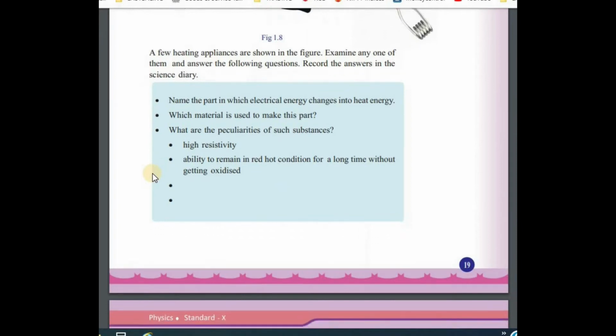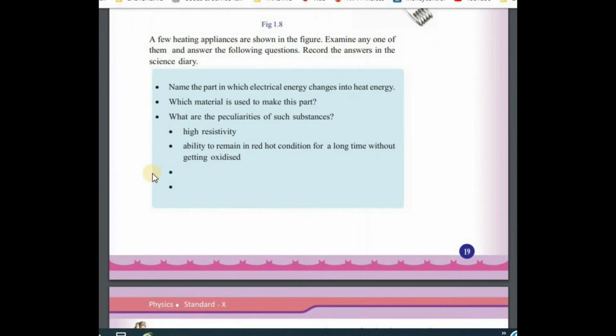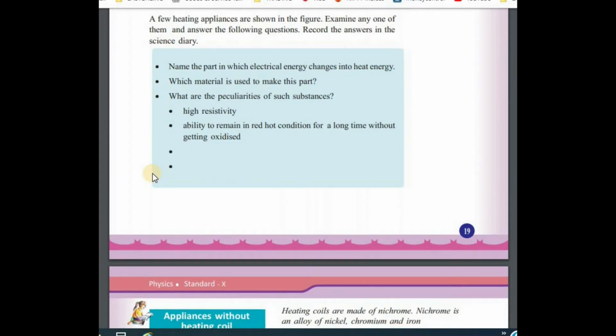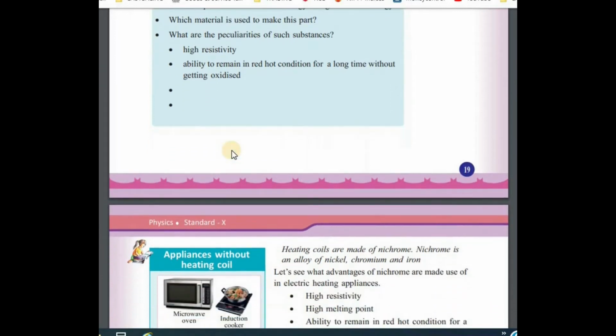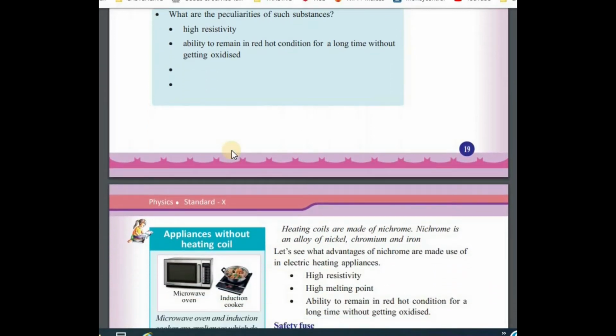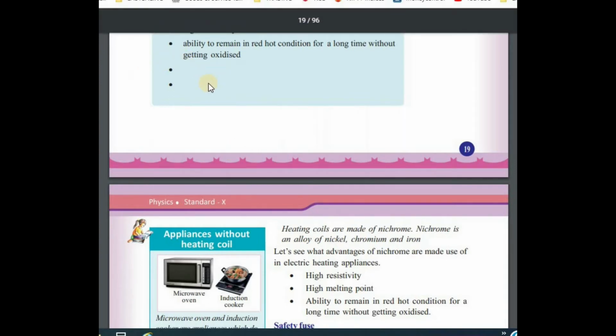Heating coil. What is this heating coil made up of? We all know what that is made up of. It is made up of an alloy called nichrome. Nichrome is an alloy of nickel, chromium and iron. What should be the peculiarities of such substances which make heating coils? That should have high resistivity, ability to remain in red hot condition for a long time without getting oxidized. What else? High resistance, then high melting point. Those all should be the qualities of a heating element, isn't it?